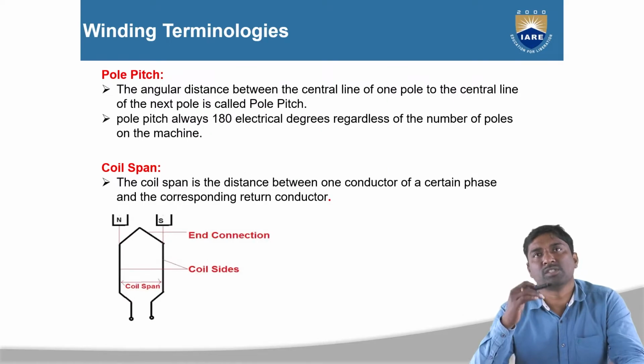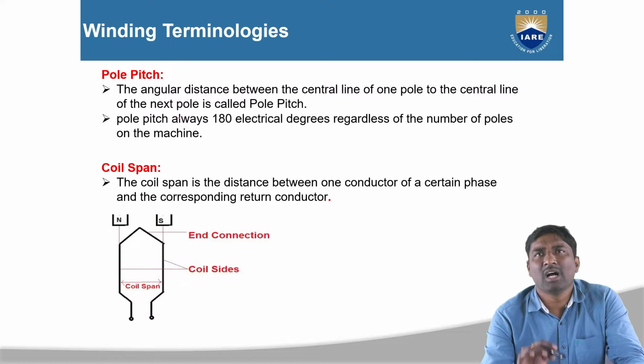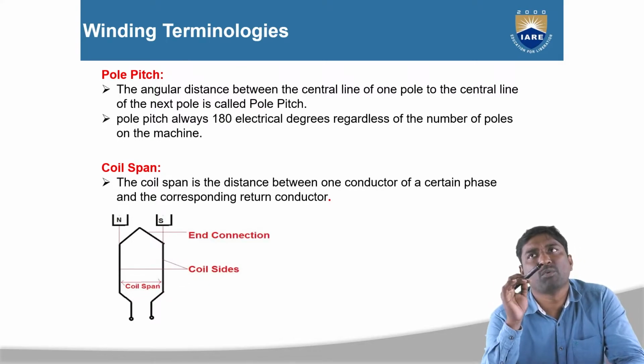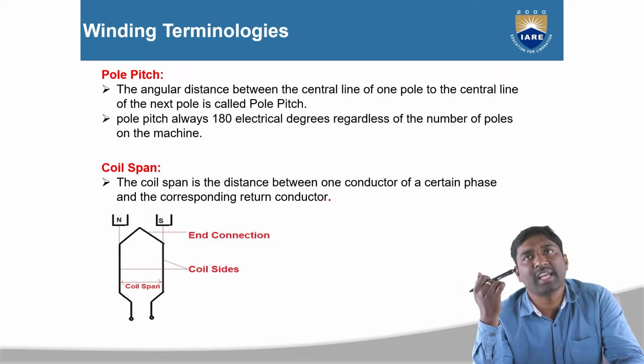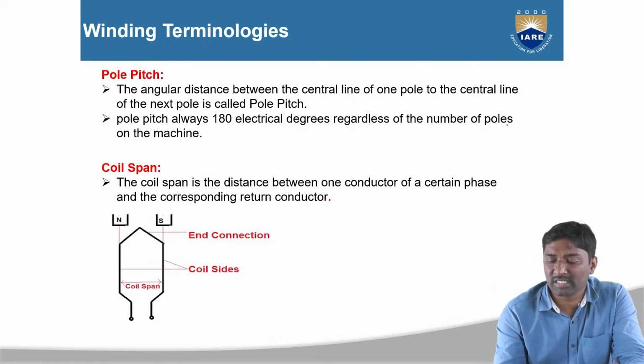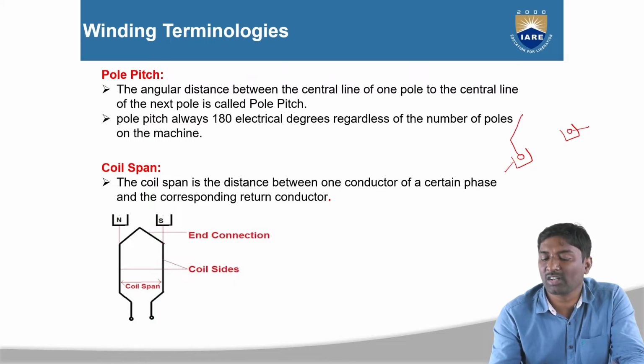Now, what is meant by pole pitch? The pole pitch is the angular distance between the center line of one pole to the center line of the next pole. For example, you can see this diagram. I am taking two conductors or two slots, each with a conductor placed here, one coil side here, another coil side here, and this is the singleton coil I am taking.